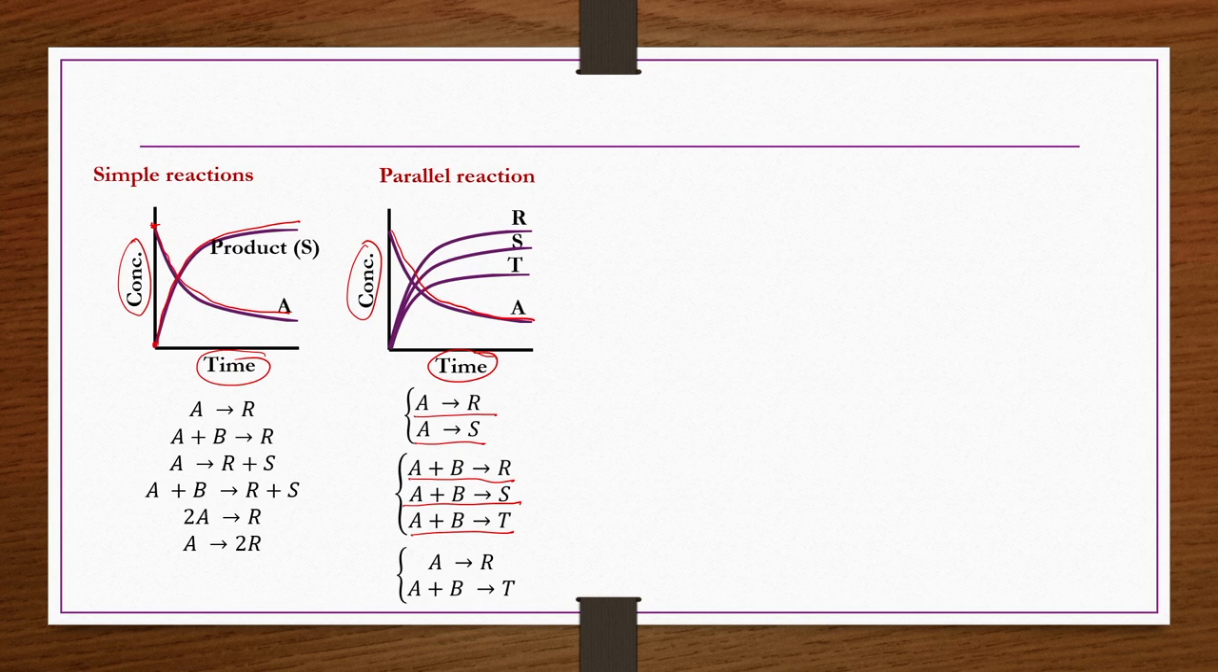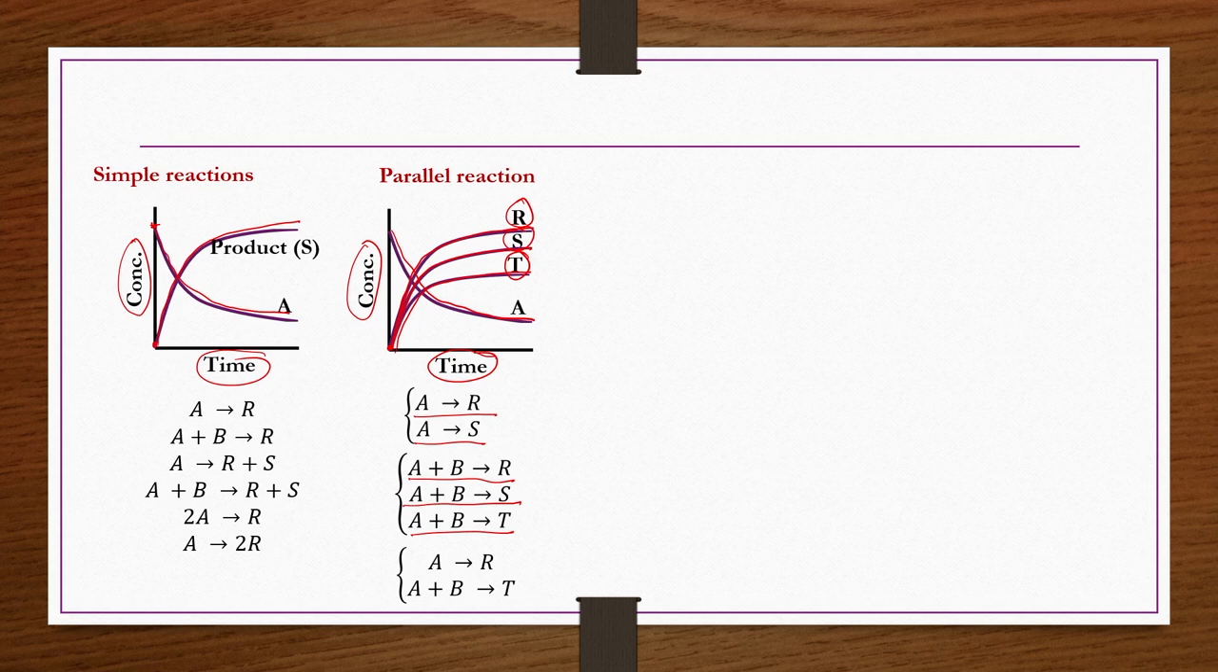Since it is being consumed, its concentration is going to decrease with time. And whatever products are formed, their concentration is initially zero at time t equals zero, and then as the time progresses, their product formation gradually increases, and their concentration is going to increase. Now here in this particular picture, the concentration of R is high, T is low, and S is in between. That is just an indication only; it's not like R concentration is always going to be higher.